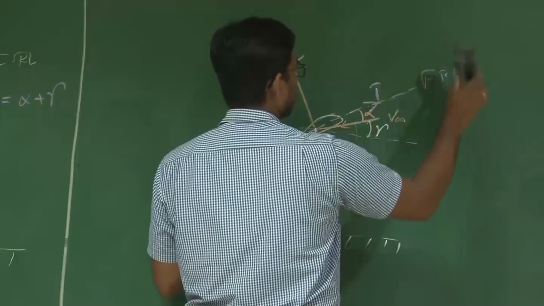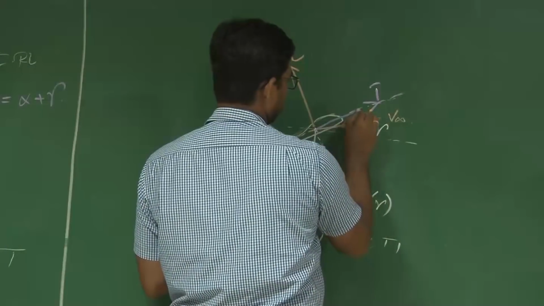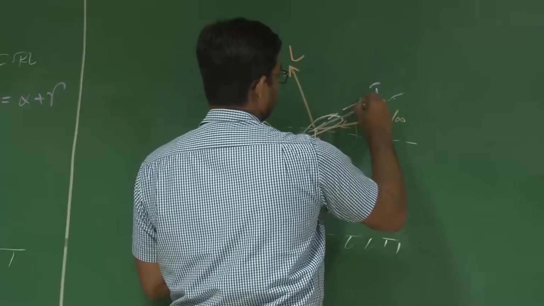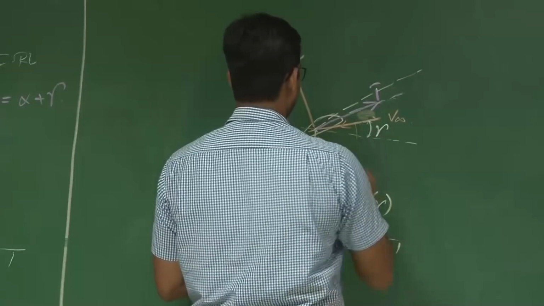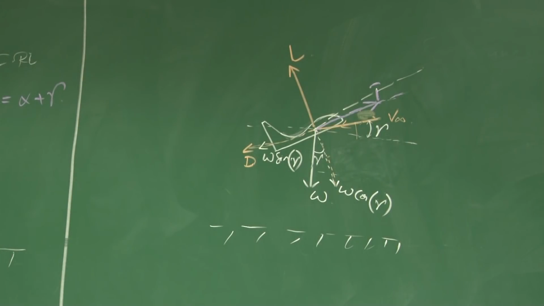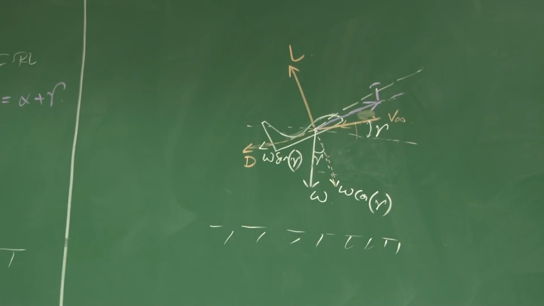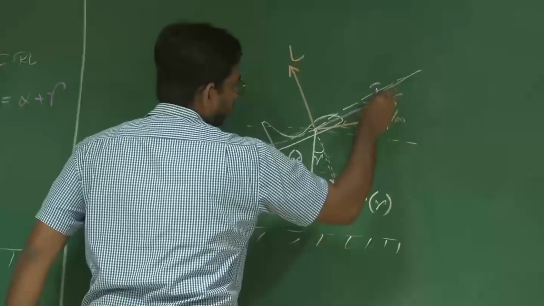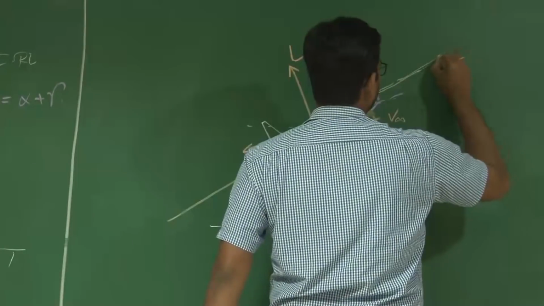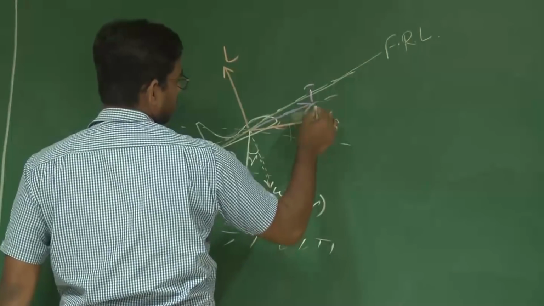So thrust is not along FRL, right? Say this is your thrust line, and this is your reference line. So let me take another chalk. This is your fuselage reference line, right? This is your FRL. Right? So this thrust is misaligned.